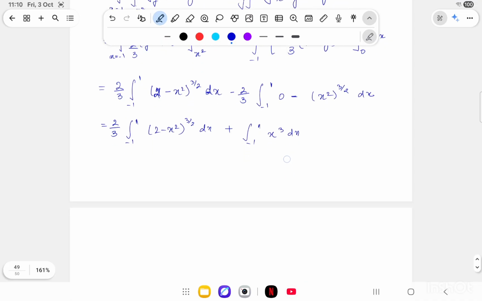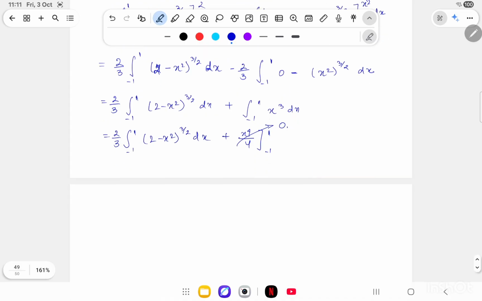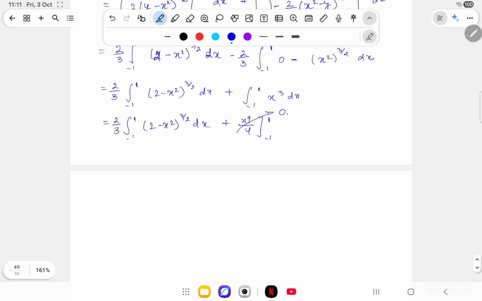So that simplifies to 2 by 3 integration from minus 1 to 1, (2 minus x square) raised to 3 by 2 dx, and this will be x raised to 4 by 4 with limits from minus 1 to 1. If we just plug in the limits, this will basically reduce to 0, so we are left with this integral only. And if you observe, the function inside the integral, that is (2 minus x square) raised to 3 by 2, is an even function.